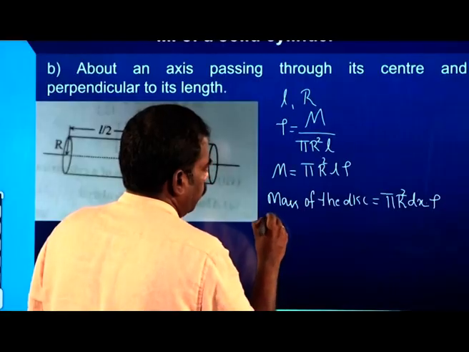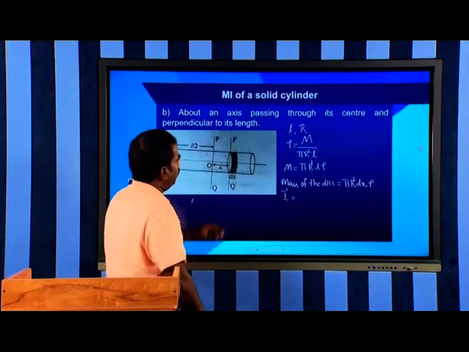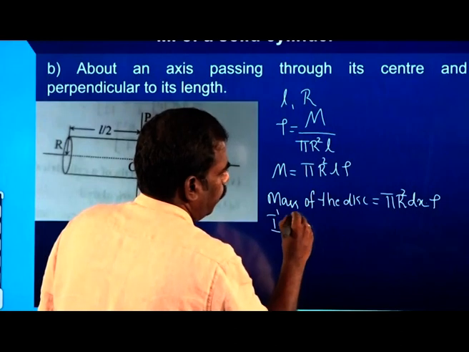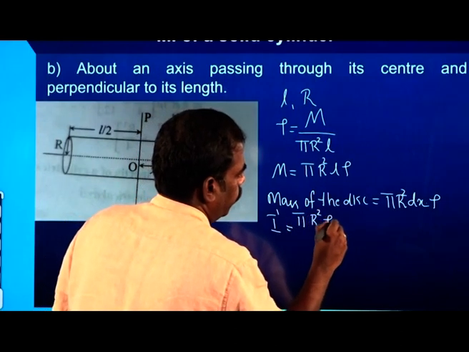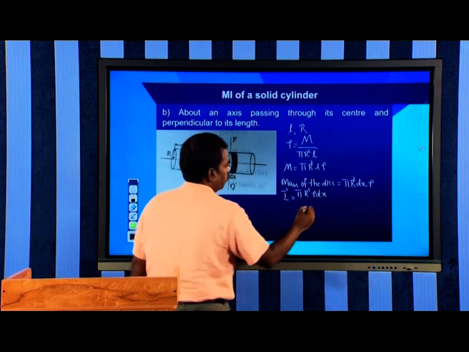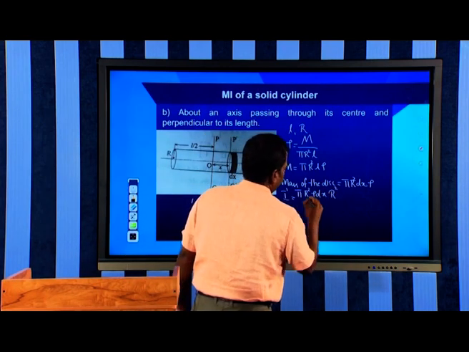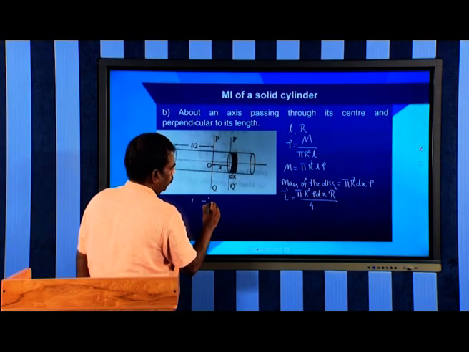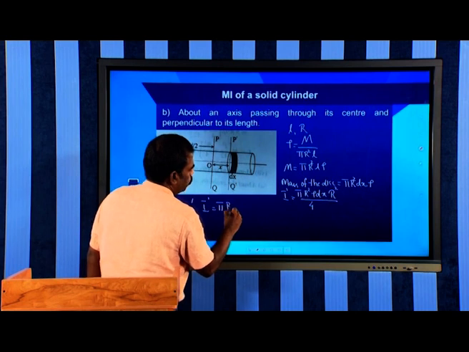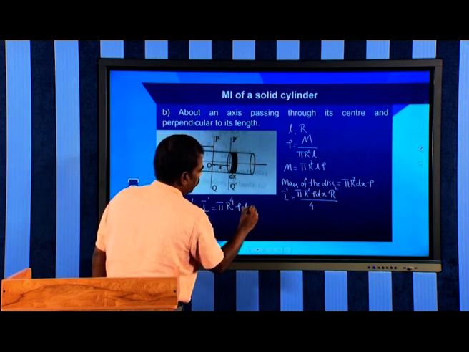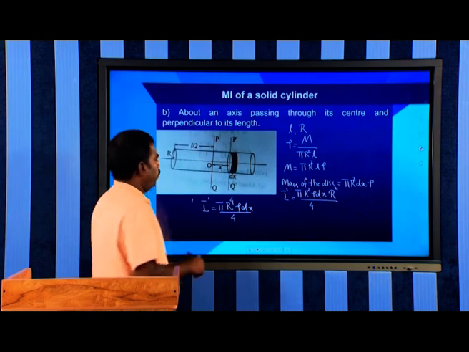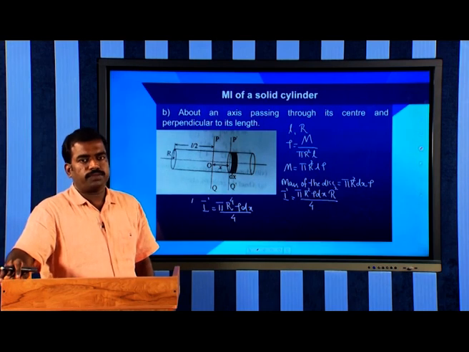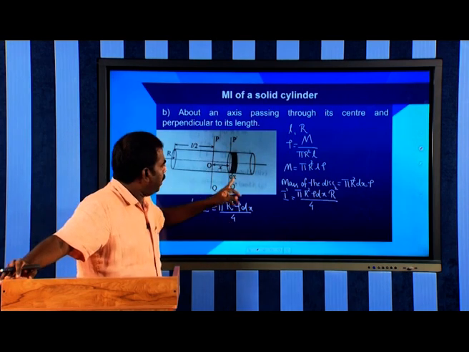So, I dash, the moment of inertia of the small disk about the axis p dash q dash, is given by mass pi r square rho dx into radius square r square by 4. So, I dash equal to pi r raised to 4 rho dx by 4. So, this is the moment of inertia of the disk about p dash q dash.